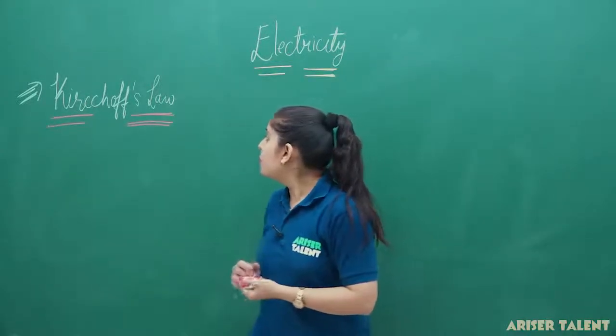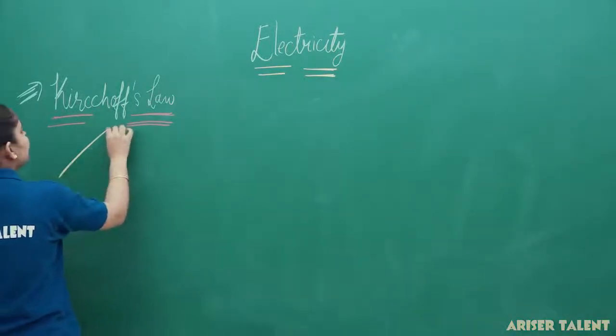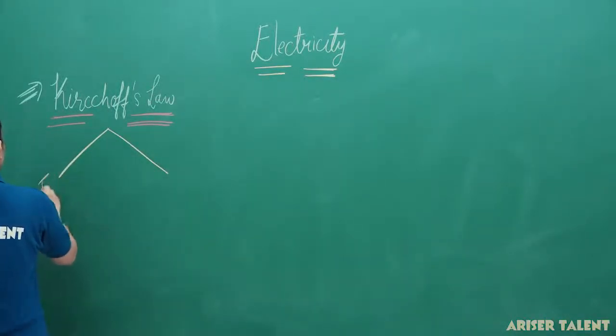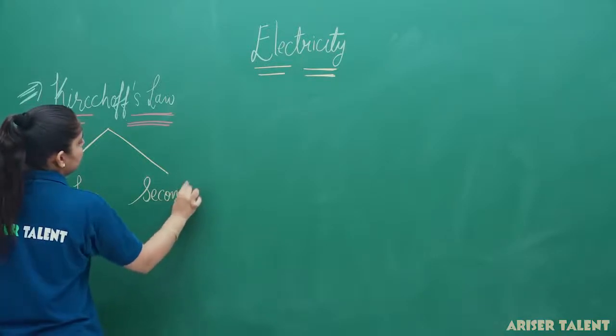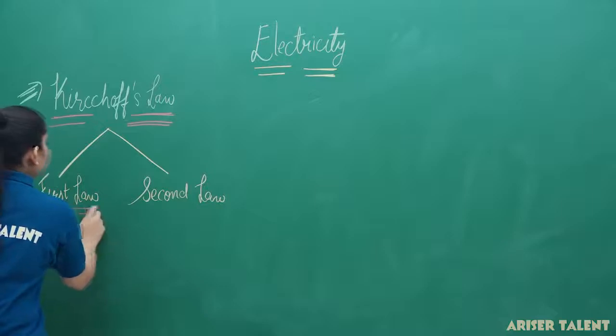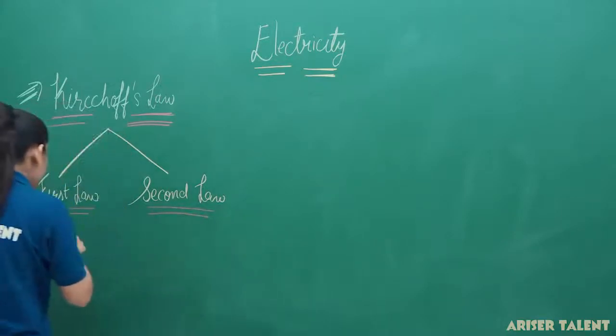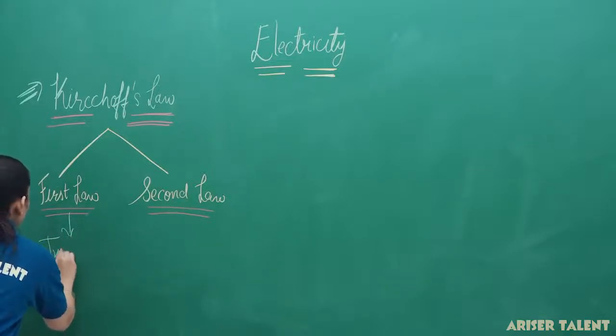So, let's discuss what the first law states. Kirchhoff has basically given two laws, Kirchhoff's first law and Kirchhoff's second law. The Kirchhoff's first law is basically known as the junction rule. It is known as a junction rule.